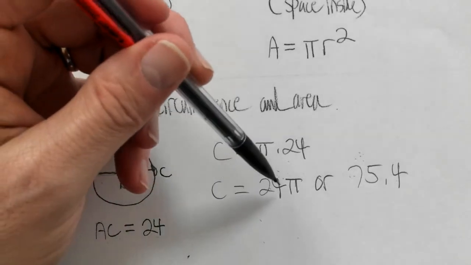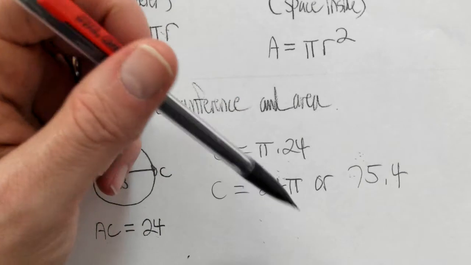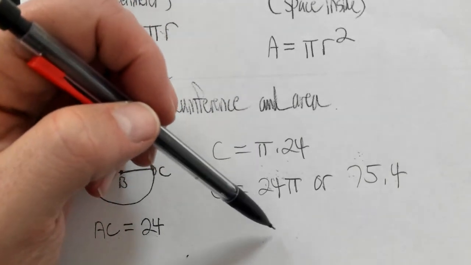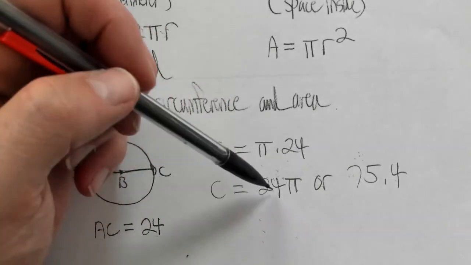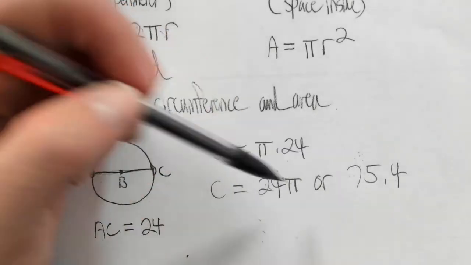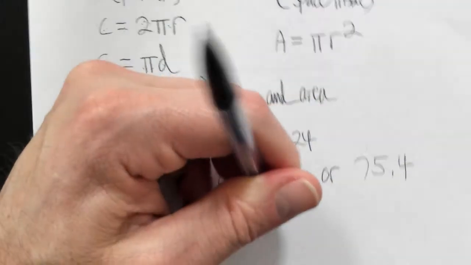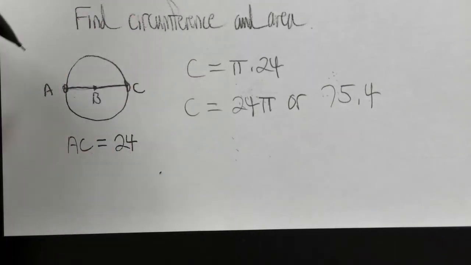And just remember that 24 pi is not the same as 24. If the answer is 24 pi and you just put 24, that's not the same, because the answer is 75, not 24. You see what I mean? 24 pi is 75.4. That's what I need you to make sure you understand. 24 and 24 pi is definitely not the same thing. So keep that in mind. We're asked to do two things.